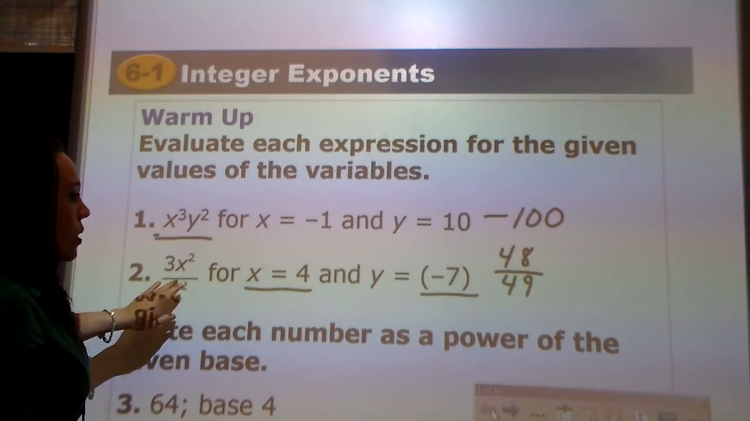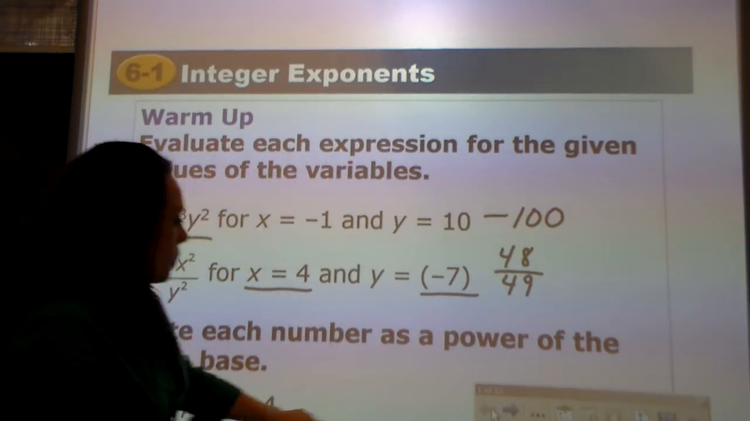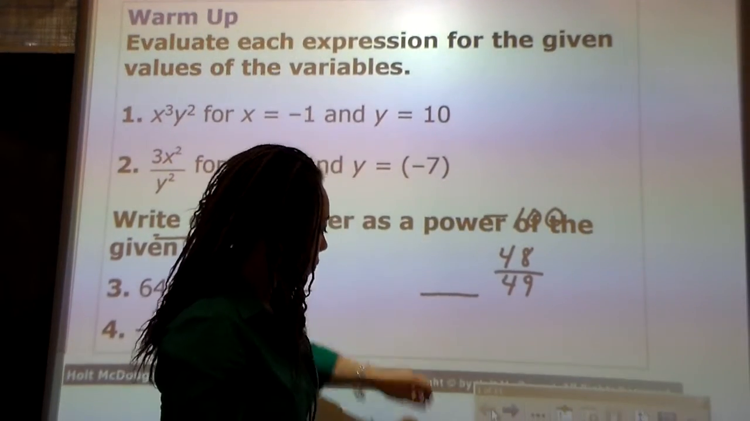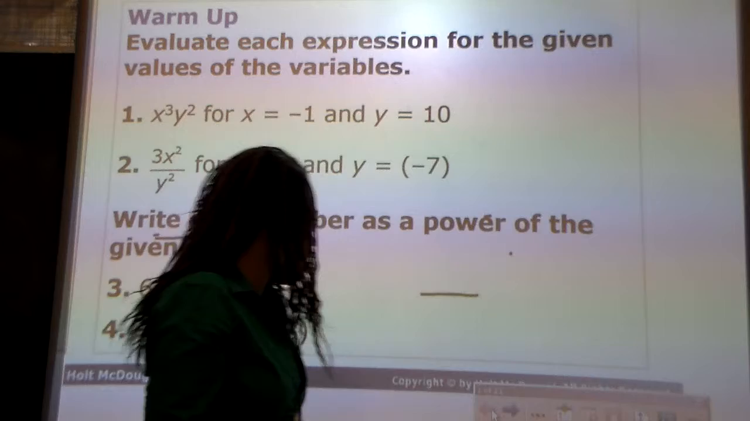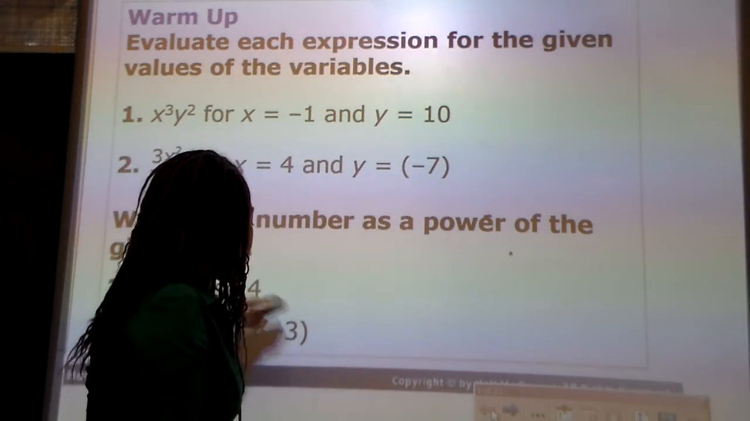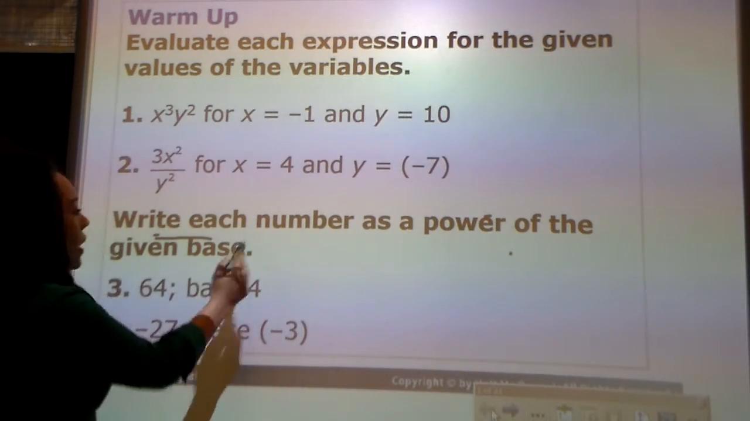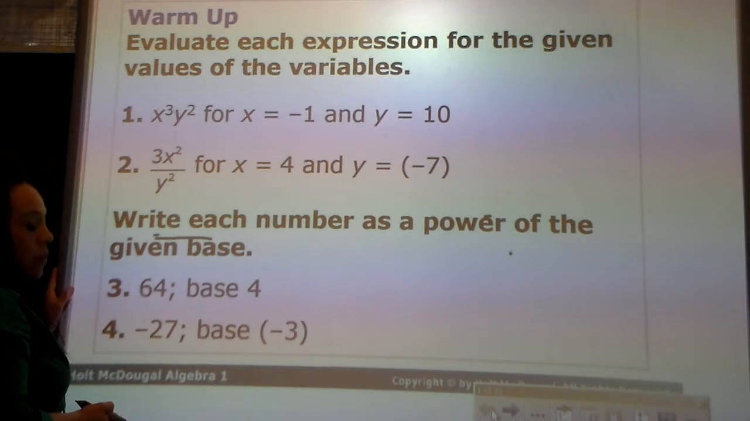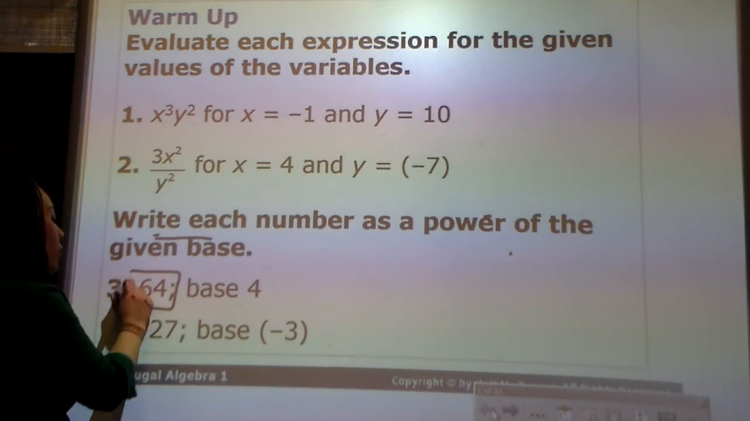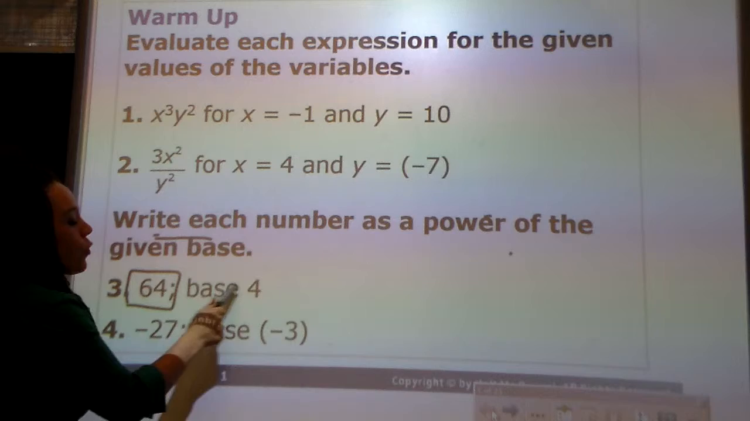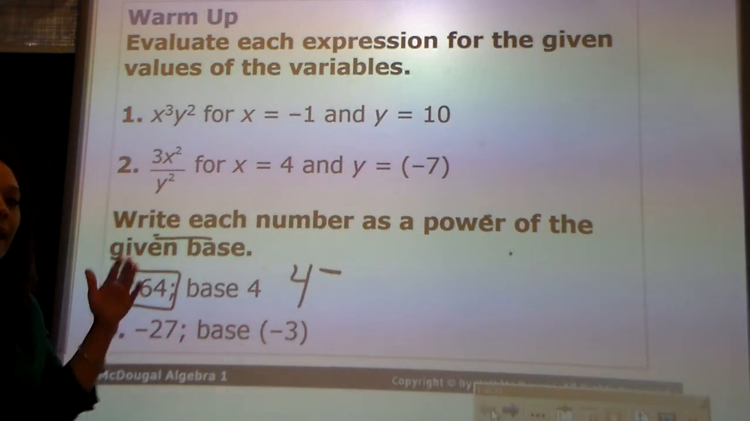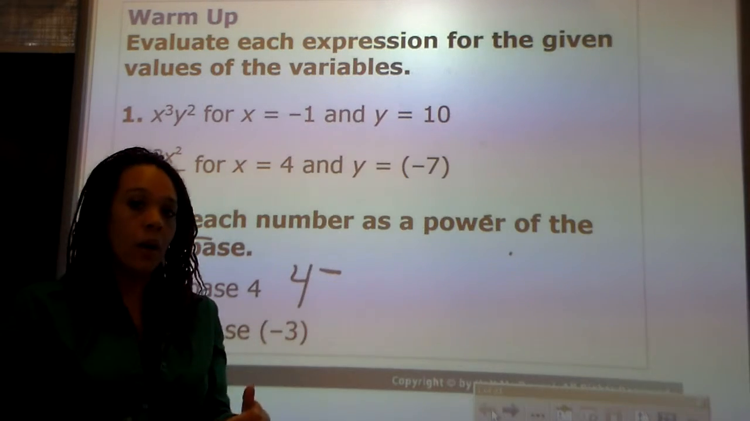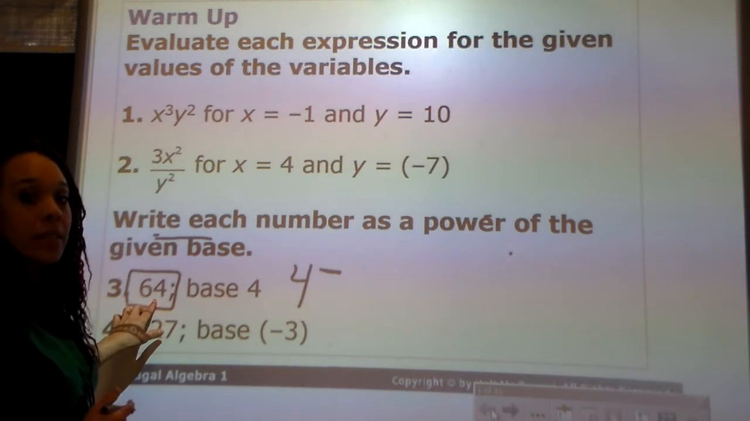Okay, heading down towards the bottom of this paper, we have a problem here where it basically tells us, well, there's 2 examples. They want us to rewrite each number as a power of the given base. So the number 64, they want us to know if your base was 4, what would be the power, or the exponent, that gets attached to the 4? That would equal out to 64.